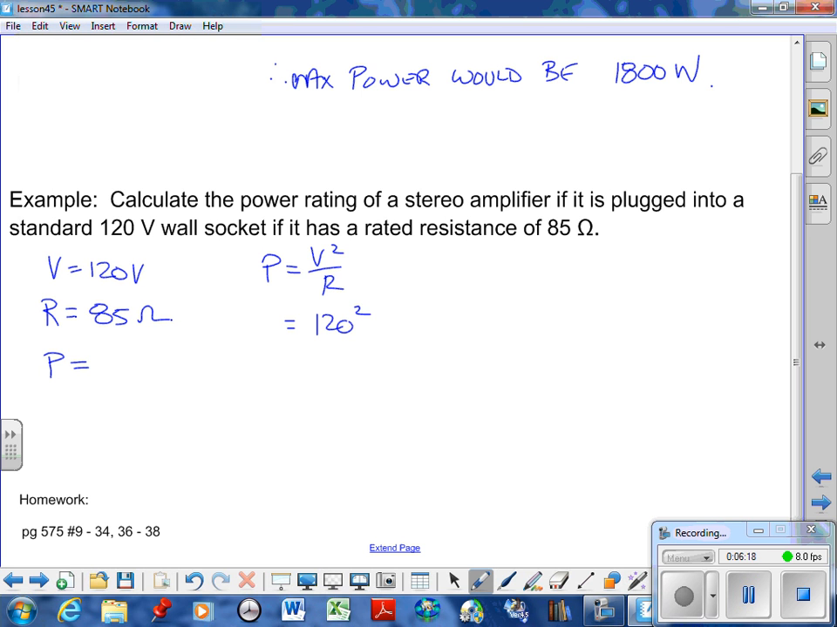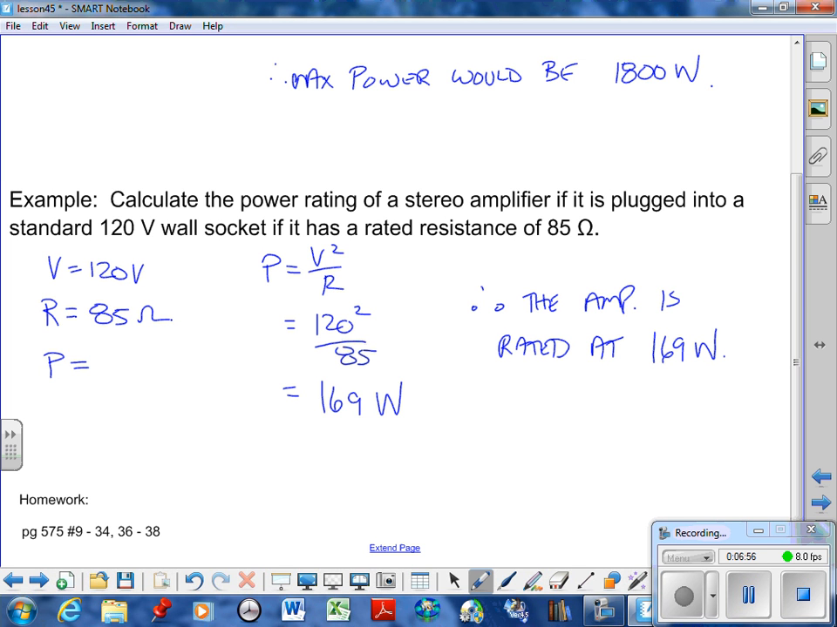So 120 squared over 85. And what you'll end up with is 120 squared divided by 85. You've got 169. That seems a little low. Divided by 85. Yeah, 169 watt system. Okay, so therefore, if you're looking at the classification of the amp, it would be 169 watt or 170 watt speaker system. So therefore, the amp is rated at 169 watts.